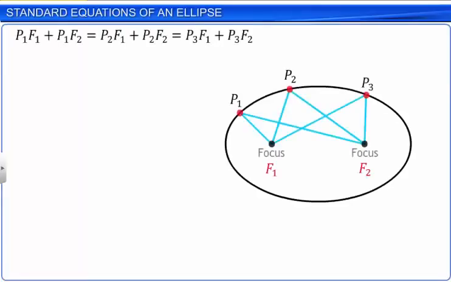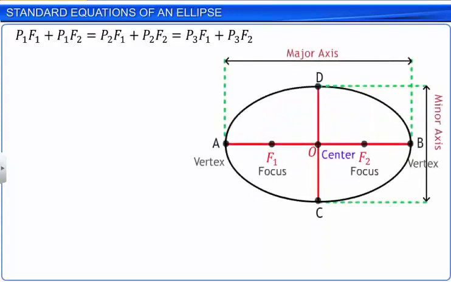You already know that an ellipse is the set of all the points in a plane, the sum of whose distances from two fixed points is constant. You have also learnt about the various parts of an ellipse, like its two foci, two vertices, center, major axis, and minor axis.